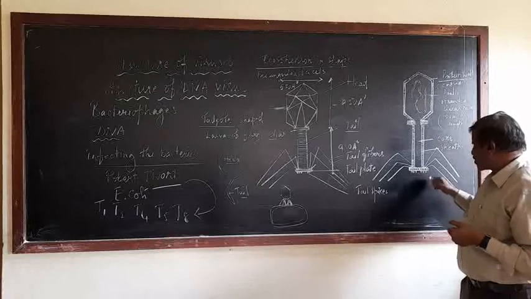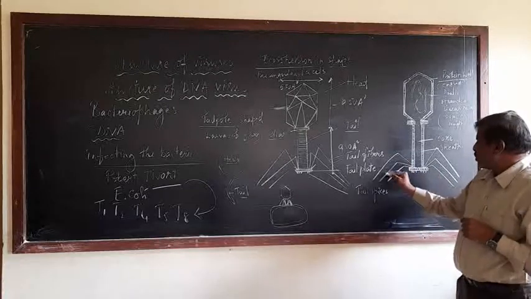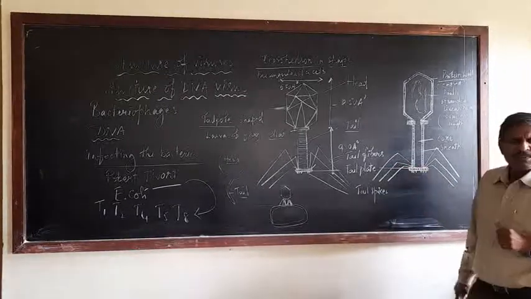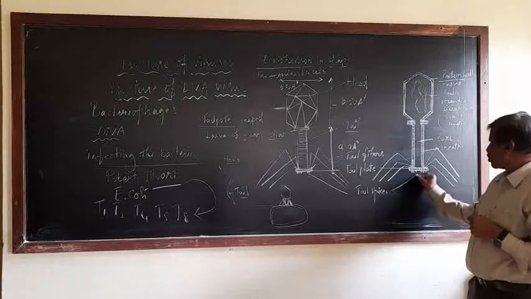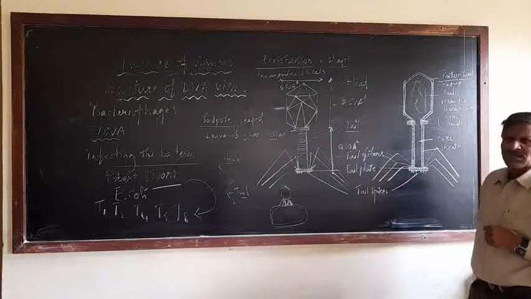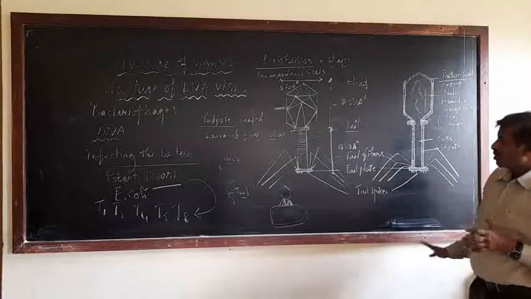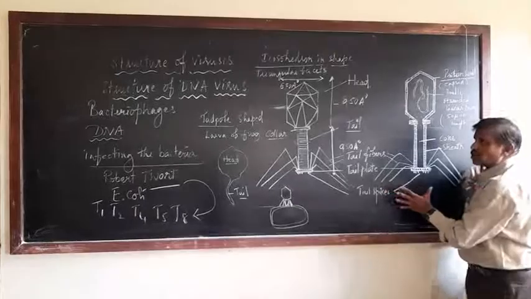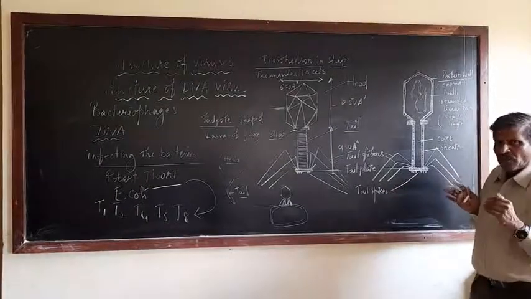Tail ends with the structure, as I already told you, which we refer to as the tail plate. And this tail plate is attached with the spikes as well as the tail. Okay, this is with reference to the structure of the bacteriophage.